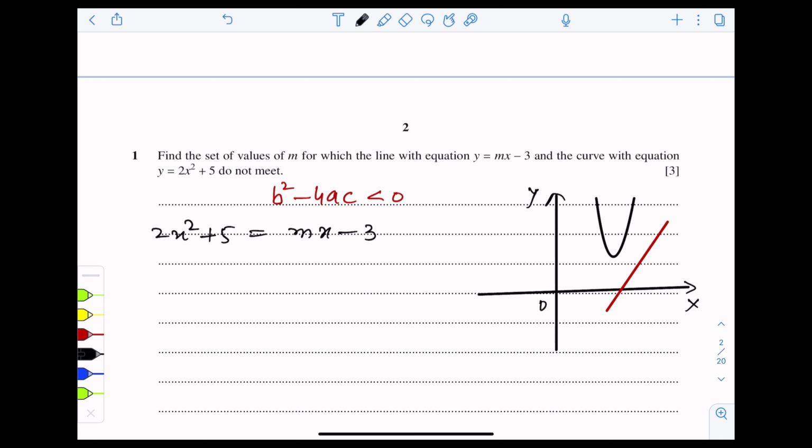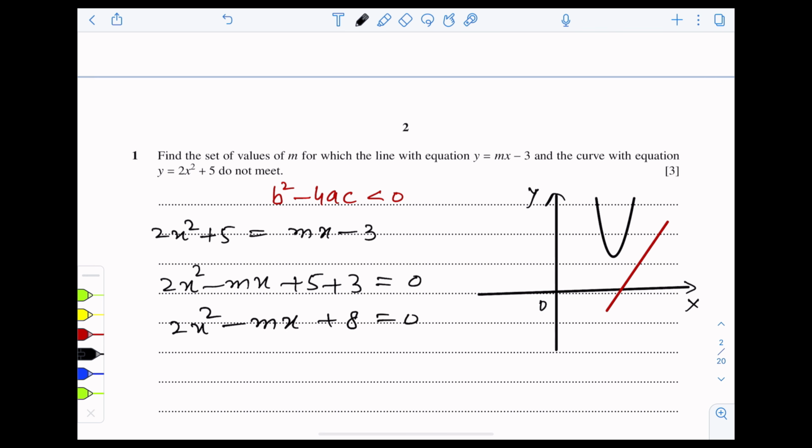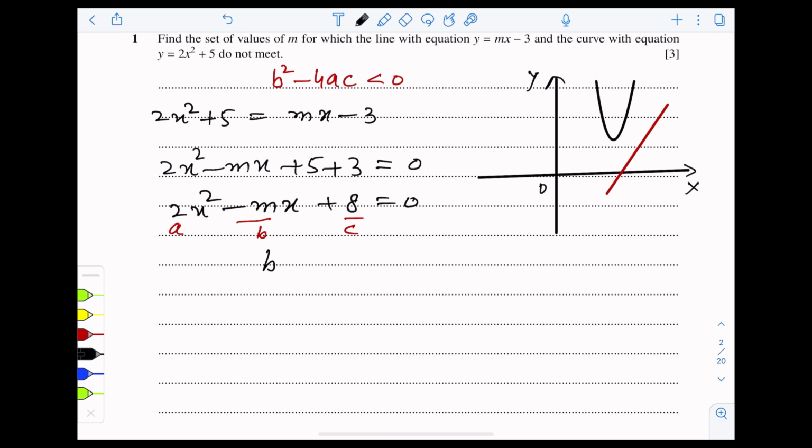This becomes 2x square minus mx, writing in order, 5 plus 3 is equal to 0, so 2x square minus mx plus 8 is equal to 0. Now this is a, this is b, this is c. b square minus 4ac less than 0.